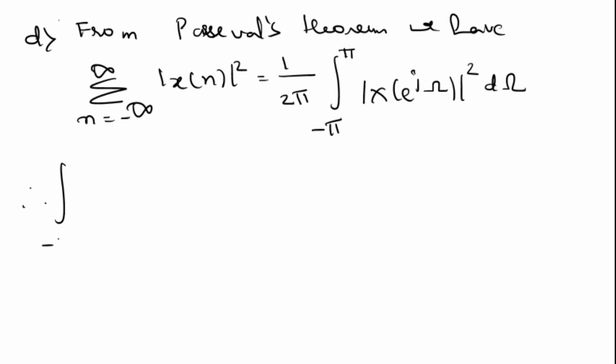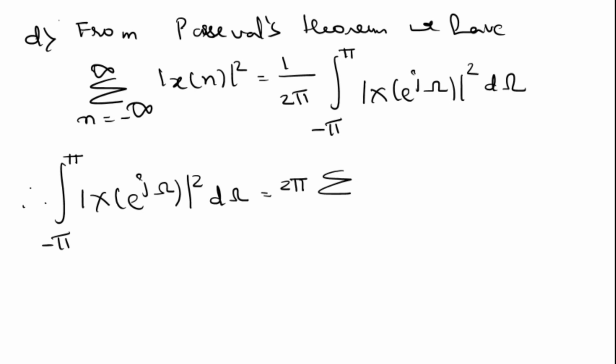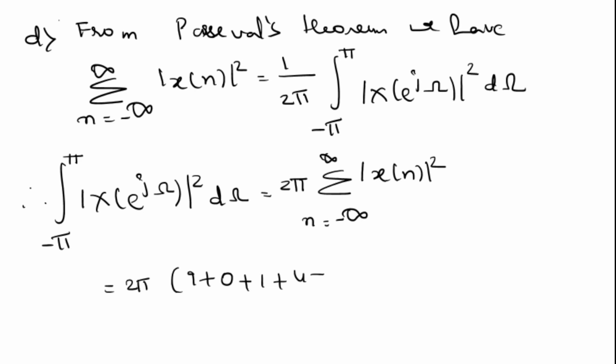Therefore, integration minus pi to pi mod of x of e power j omega square into d omega is equal to 2 pi into summation n is equal to minus infinity to infinity mod of x of n square, which is equal to 2 pi into 9 plus 0 plus 1 plus 4 plus 9 plus 16 plus 1 plus 0 plus 1, which is equal to 82 pi.